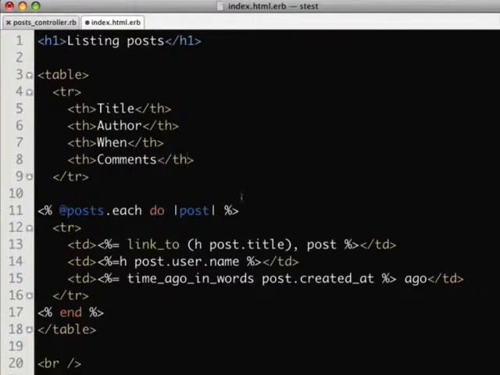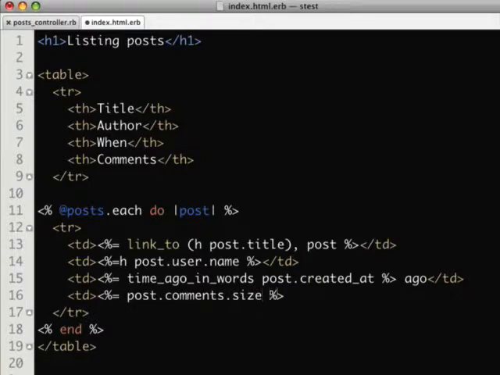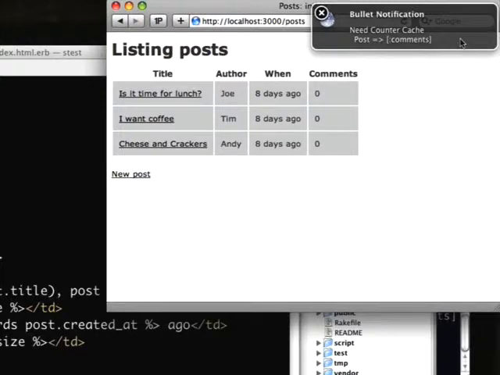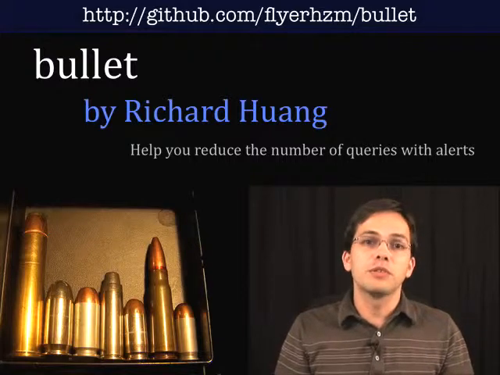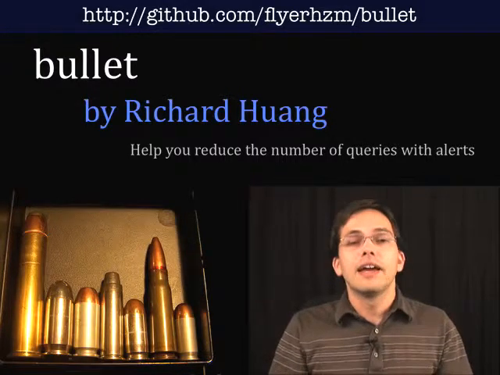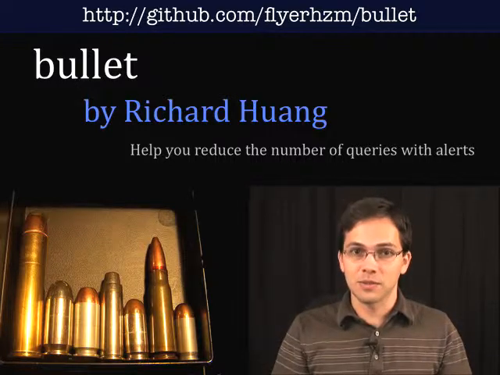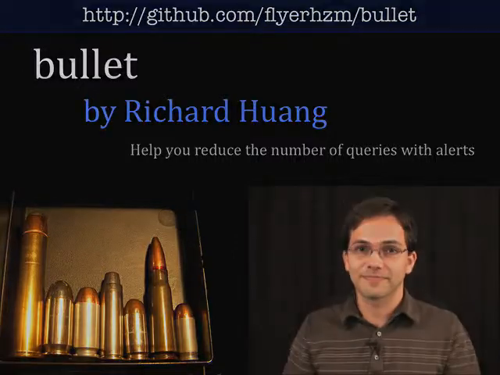Another really cool feature of Bullet is that it also works for counter columns. So if I want to list out how many comments we have for each post, I might do post.comment.size, and that's going to cause three queries, which isn't good. And Bullet's going to realize that and say, oh, you might want to implement a counter cache here so I don't do a count query for each post. So that's Bullet, helping you reduce your queries by giving you these notifications. And don't worry if you don't have Growl installed. By default, it's going to give you JavaScript alerts when it detects these problems with your code.